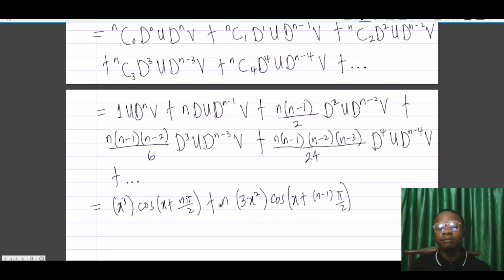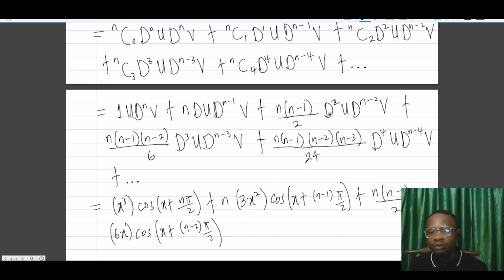Okay. Then we go to the next term, that is plus n into n minus 1 divided by 2 multiplied by the second derivative of u, that's the derivative of this. We obtained it earlier to be 6x, then multiply by the n minus 2 derivative of this v. So we just replace n here by n minus 2. So that will just be cos of x plus n minus 2 multiplied by pi over 2. So close the bracket.